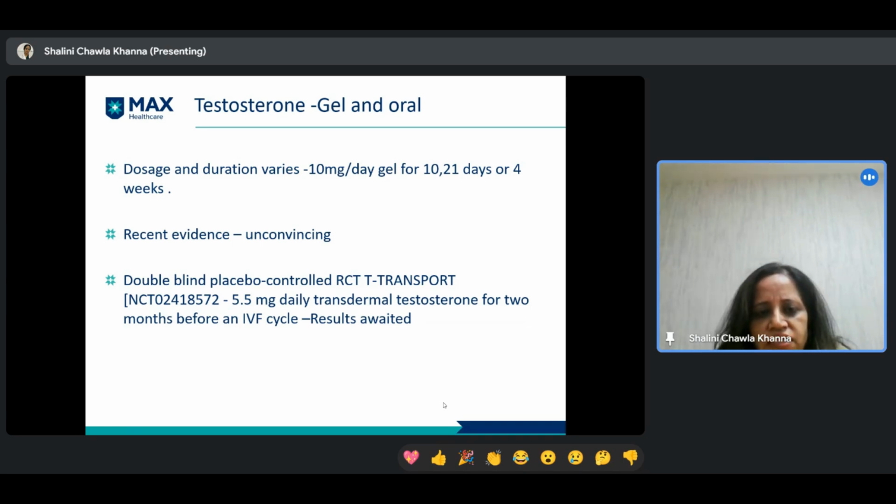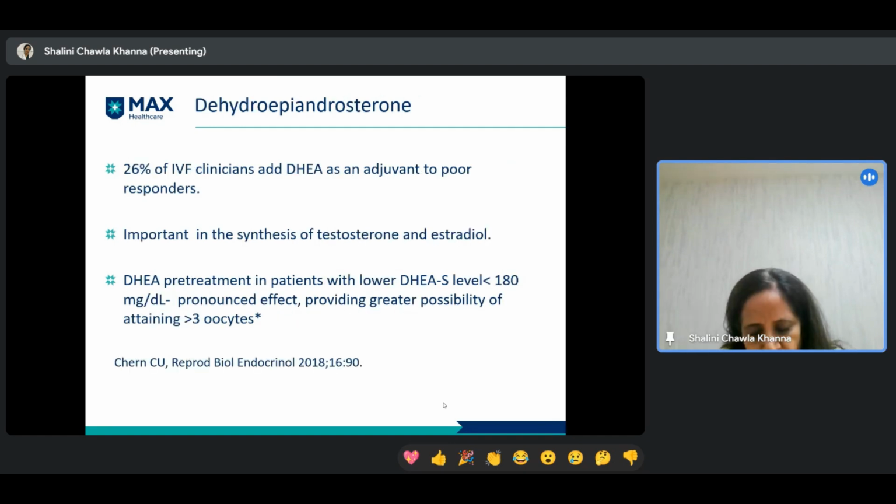There is a recent double-blind placebo-controlled trial, the T-Transport trial. The number mentioned for the T-Transport trial is this, where they have given 5.5 milligram daily transdermal testosterone for 2 months before the IVF. However, we all are awaiting the results, whether given for such prolonged doses, it gives any benefit. There was a Balash study also, where they did it for just 10 or 12 days, which I have just mentioned above. So they also did not find any convincing benefit with giving these testosterones.